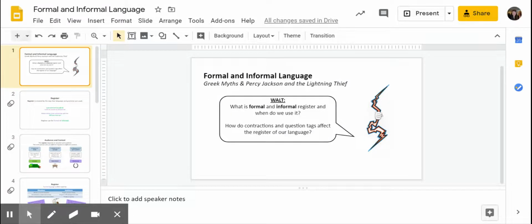Good morning, Year 6. Today we're learning about formal and informal language. Our work today is to learn the difference between what is formal and informal language and when we use the two and how we create them.